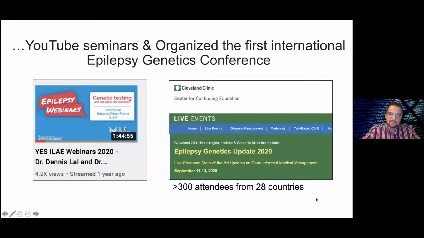But still, every time I go to conferences for neurologists or epileptologists, I face the situation that I'm in a room where people know maybe a gene name, but they don't know what to do with the variants. And this is a big problem, right? Because clinical testing is everywhere, but interpretation is hard.